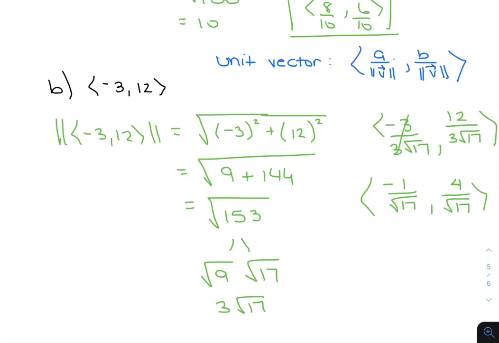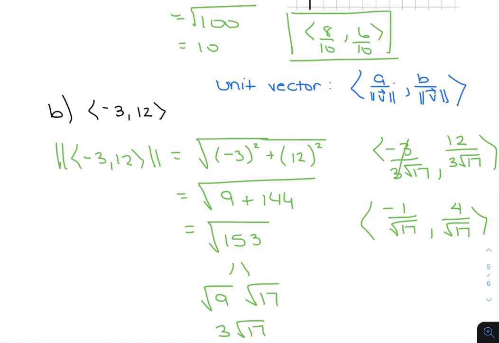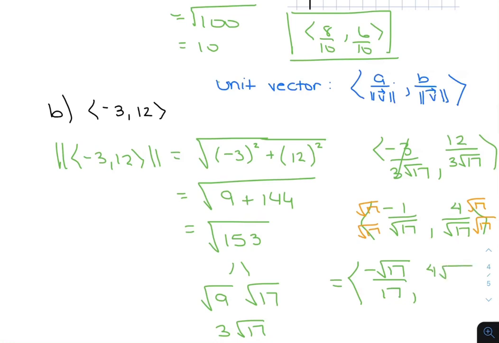Now, we cannot have a square root in the denominator. So we want to multiply the square root of 17 to both the numerator and denominator of this fraction. We do that to both of these fractions. Multiplying the square root of 17 to both of them, we get negative square root of 17 over 17, comma, 4 square root of 17 over 17. So this is our unit vector. And that's how you can find it.